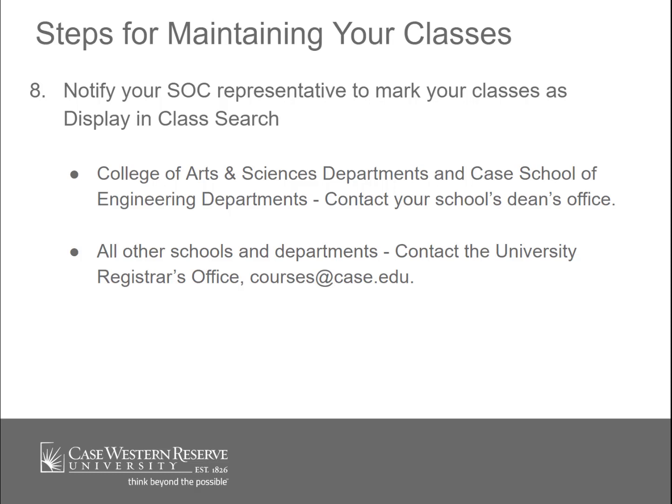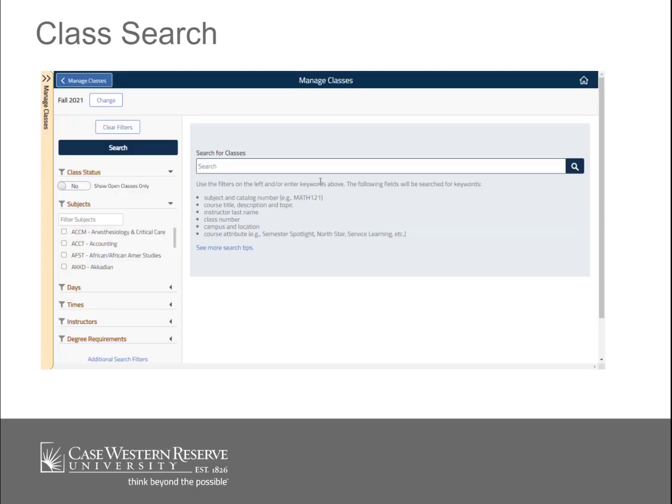College of Arts and Sciences departments and Case School of Engineering departments contact your school's dean's office. All other schools and departments contact the University Registrar's Office using courses@case.edu. Your SOC representative will mark your classes as display in ClassSearch, which will make them visible to students here.